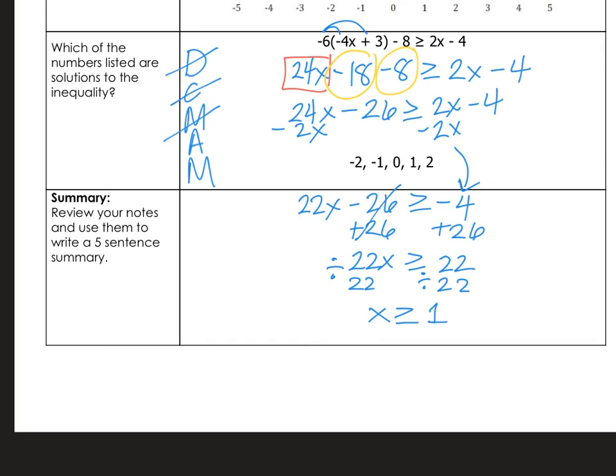Okay, so it says x is greater than or equal to 1. So in that case, would negative 2 work? Is negative 2 greater than or equal to 1? Nope. Is negative 1 greater than or equal to 1? Nope. Is 0 greater than or equal to 1? Nope. Is 1 greater than or equal to 1? Yes, it's equal to, so I can circle that. That's a solution. Is 2 greater than or equal to 1? Yes, that is greater than, so I can circle that. So 1 and 2 are solutions to my inequality.